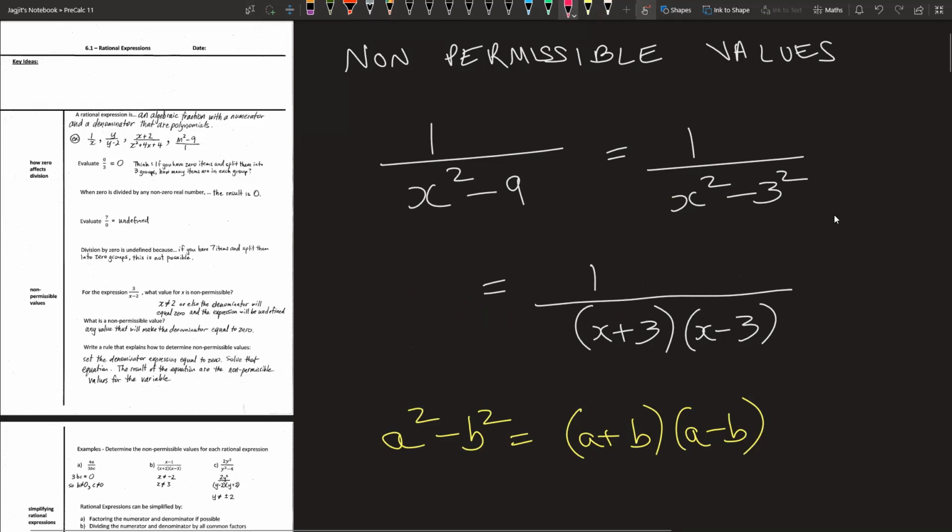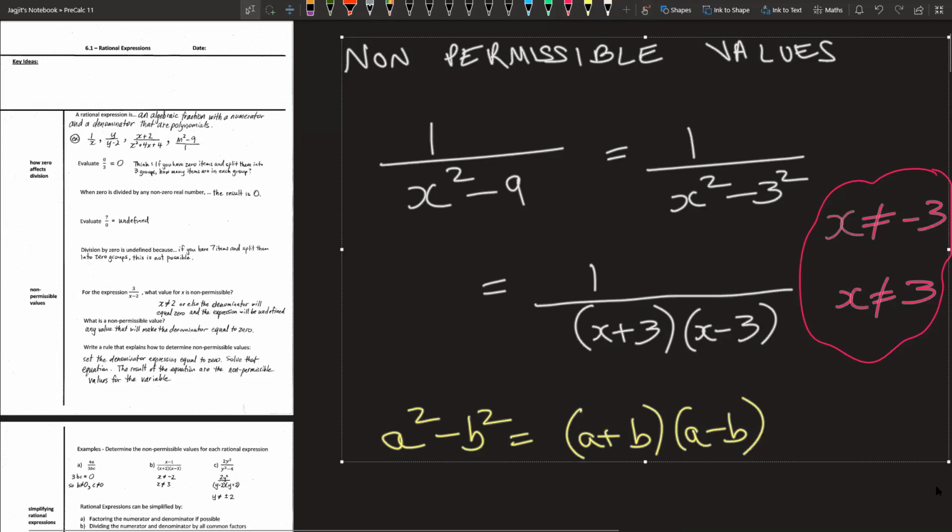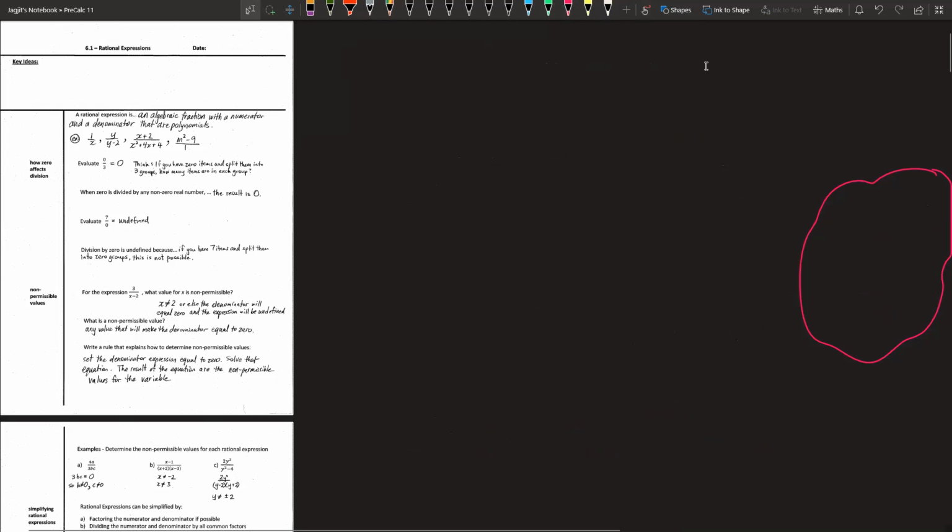For the first one, you have x plus 3, so plus 3 goes to the other side. What will it become? It will become minus 3. So x cannot be equal to minus 3. That's the non-permissible for that. For x minus 3, the 3 goes to the other side, becomes plus 3. X cannot be equal to 3. So these two are your non-permissible values. Okay, pretty straightforward, folks.